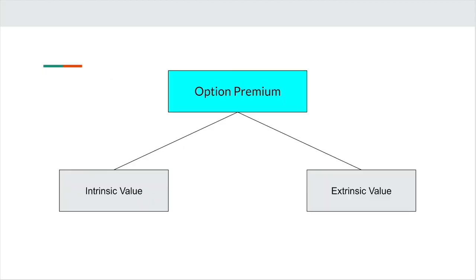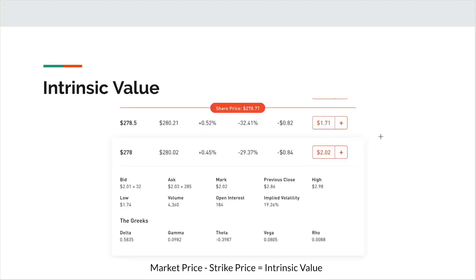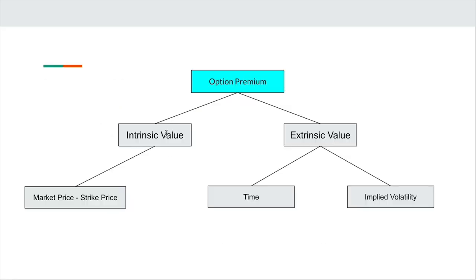Then we talked about option premium. So how do options actually attain this price right over here? How does it come about? What are the different factors that go into it? And we explained that that is intrinsic and extrinsic value, where intrinsic is market price minus the strike price, and extrinsic would be time and implied volatility.